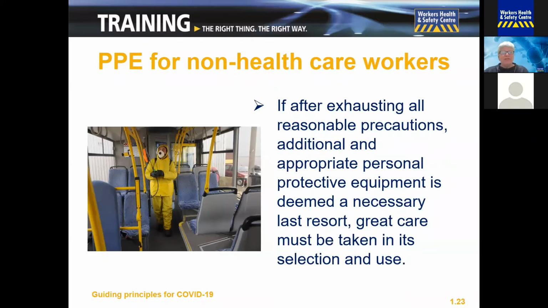For more information on PPE for non-healthcare workers, you can find the following documents posted on our COVID-19 webpage: Gloves at Work, Safeguards for Workers, and Respiratory and Eye Protection at Work. Both of these are safeguards for workers confronting COVID-19.